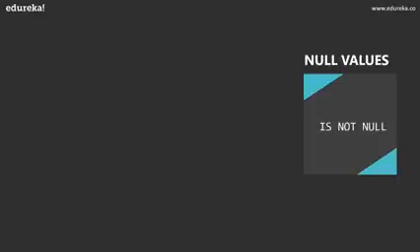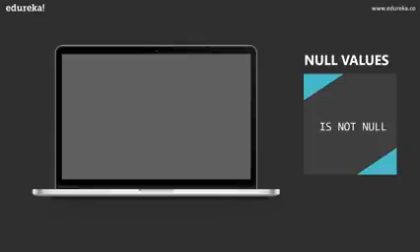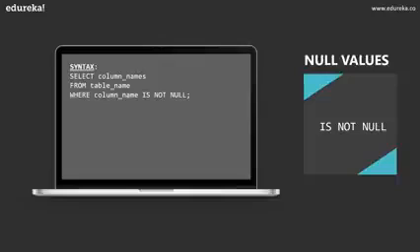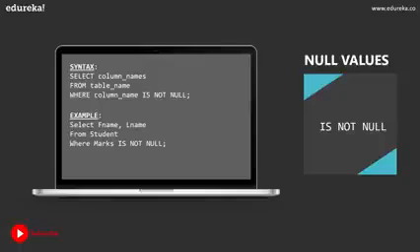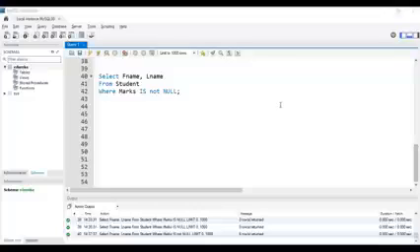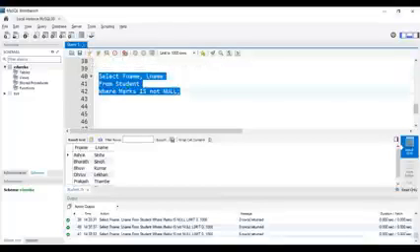The next query is not null. The is not null operator is used to test for non-empty values, and the syntax is select column from table where column is not null. So again, let me execute this example. I want to display the student names whose marks is not null. So let me execute this query. Since all the students have marks, all the student names are displayed. Let's move to the next query, that is update.